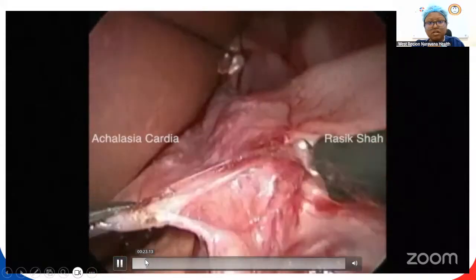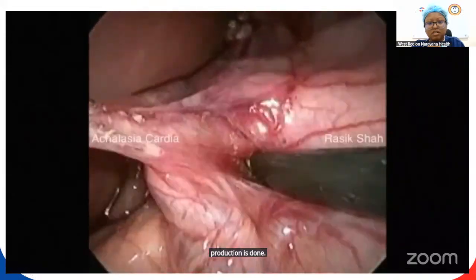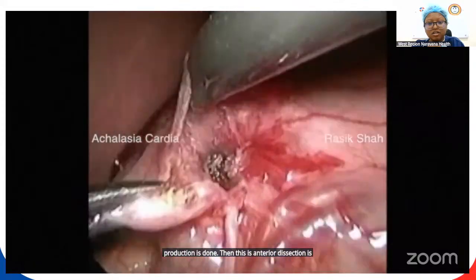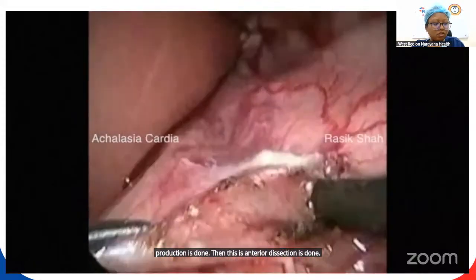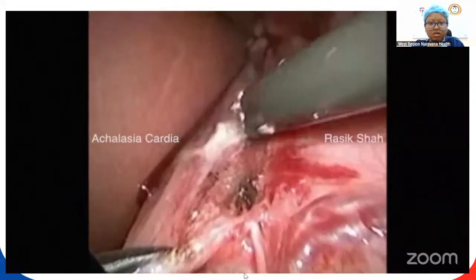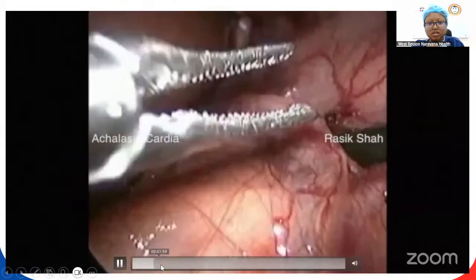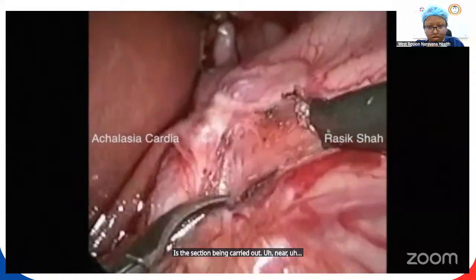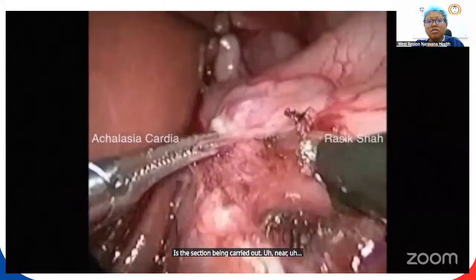Retraction is done. Then anterior dissection is done. So this is the dissection being carried out near the gastroesophageal junction.